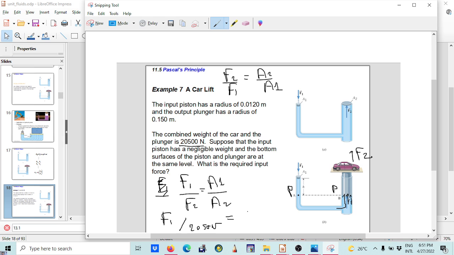So A1 is the radius, so you have to find the area. So it's going to be pi times 0.012 squared. That will be A1 over A2, which is of course bigger, so 0.150 squared. Okay, you have to find the area. Then you multiply this by that and you divide. Okay, you cross multiply, divide, get F1, and you should find that F1 equals 131 newtons about. Okay, so make sure you do it.